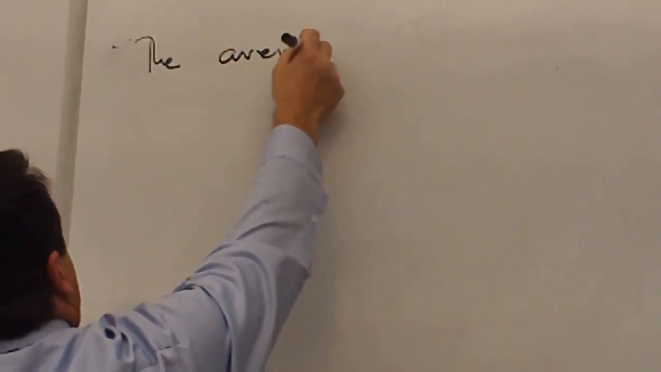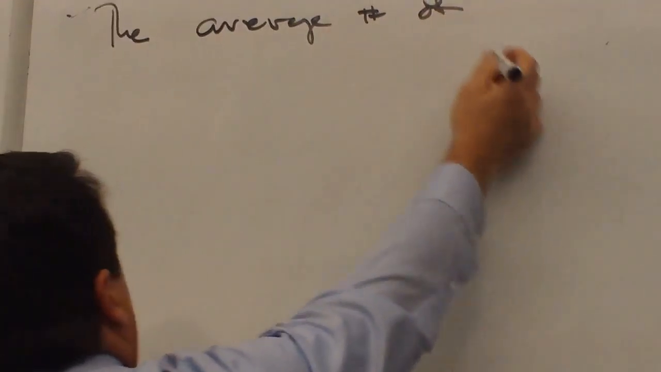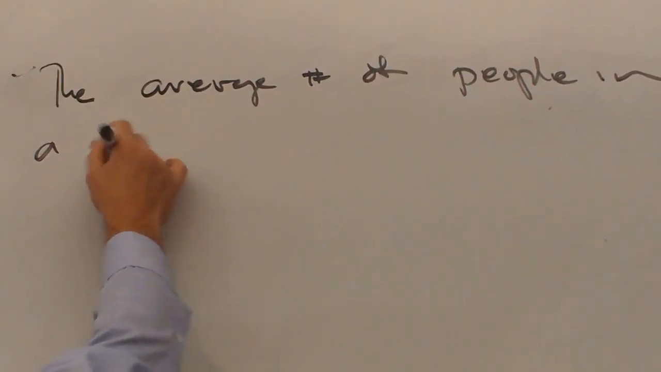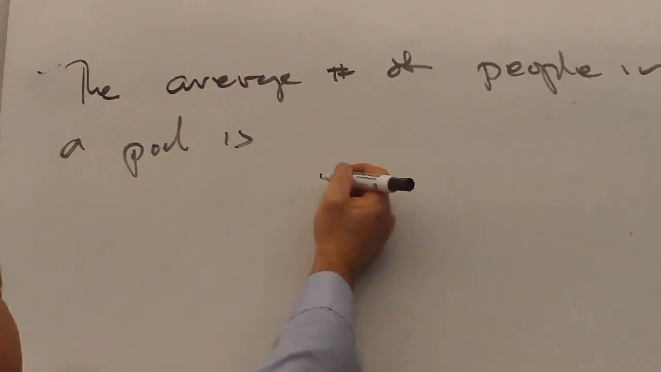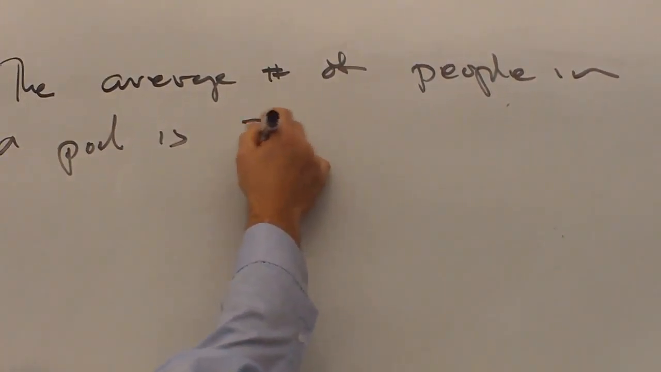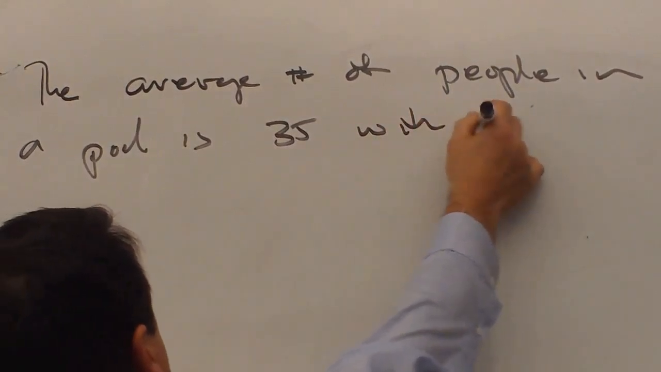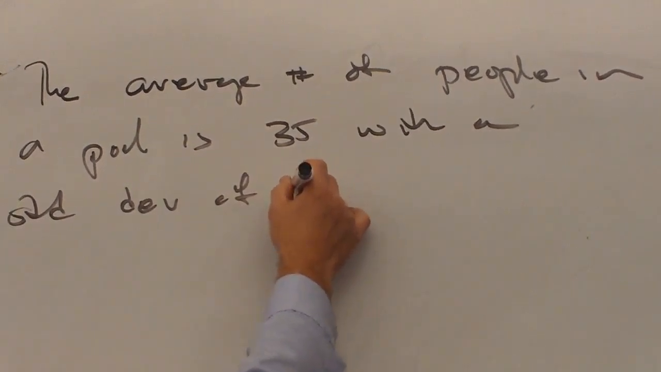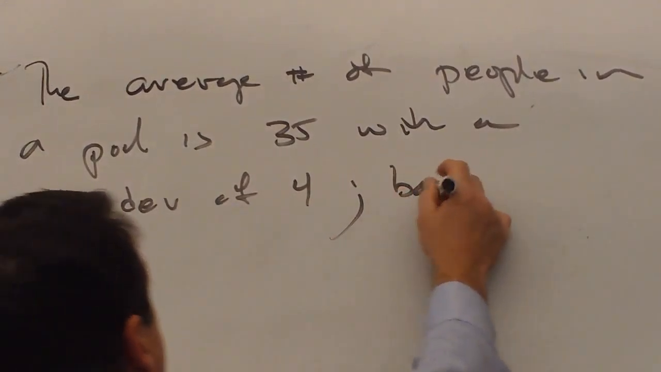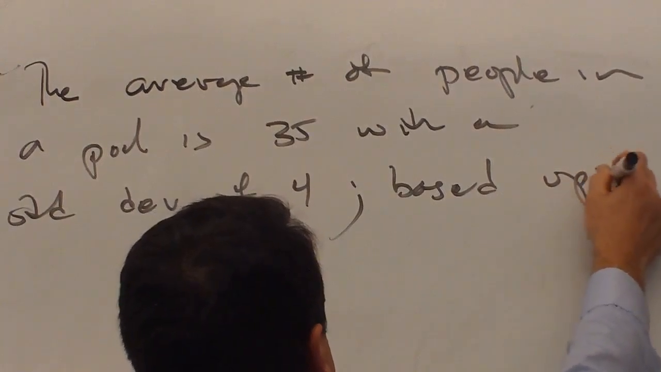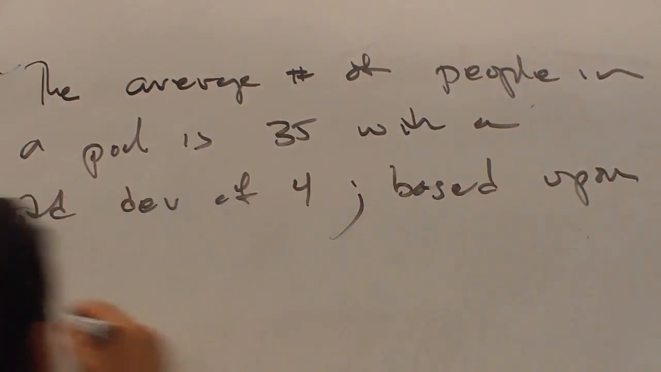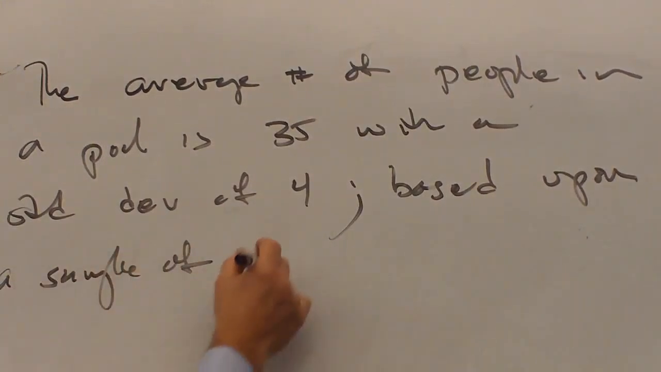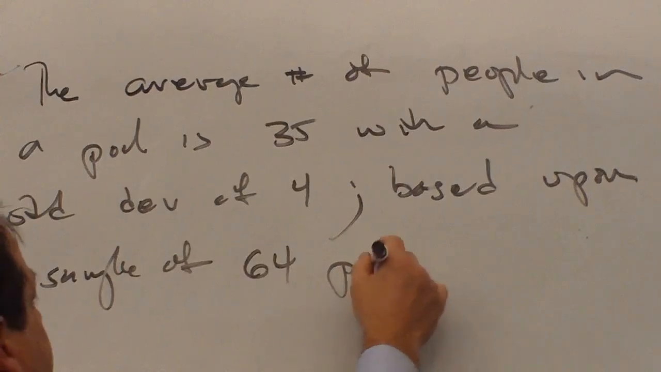The average number of people in a pool is 35 with a standard deviation of 4, based upon a sample of 64 people.